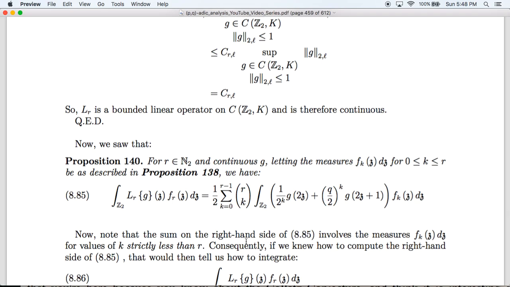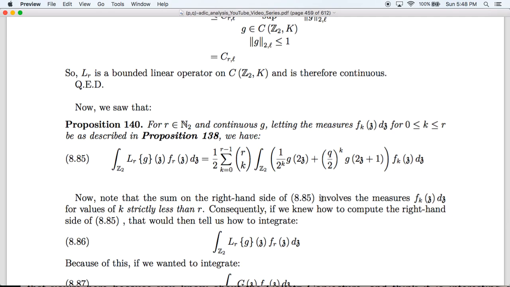So with all this together, we then have that for r greater than or equal to 2, and for continuous g, letting our measures be as described in the previous proposition, the integral of L_r of g against f_r dz is given by this formula. So what this tells us is that if I know how to integrate functions with respect to f_k dz, then I can use that to integrate functions with respect to f_r dz.